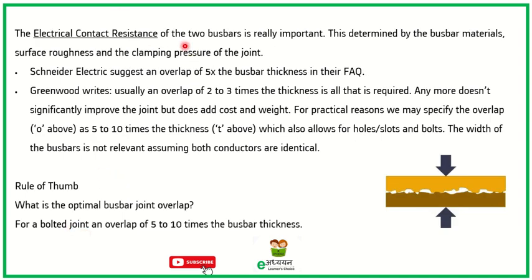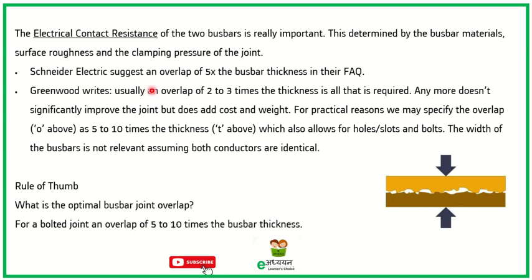The electric contact resistance of the two busbars is really important. This is determined by the busbar materials, the roughness, and the clamping pressure. Here you can see we have two busbars, and this is the contact area or contact surface over which these two busbars are connected. It is also important to consider the surface roughness of this as well as the pressure that we apply from both sides.